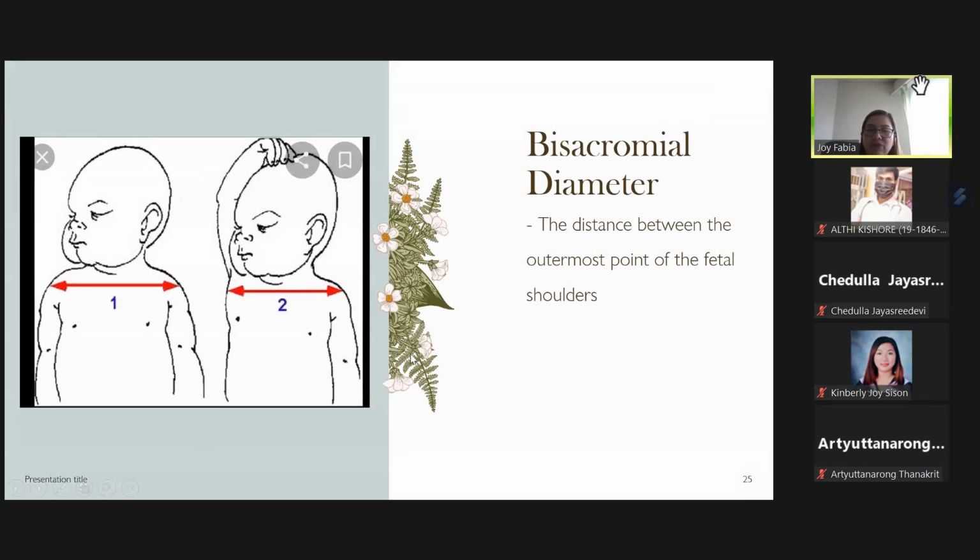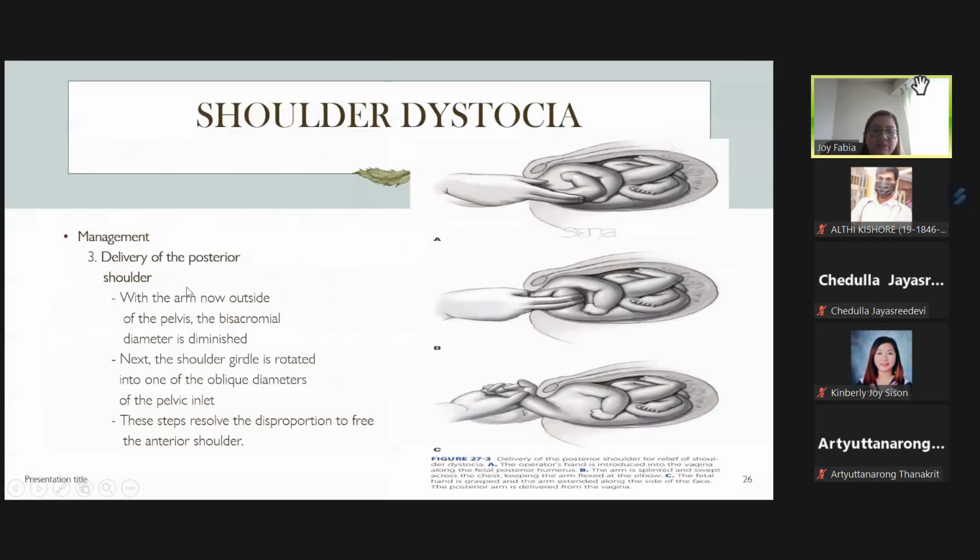So, ano nga ba yung tinatawag nating bisacromial diameter? The bisacromial diameter, that is the distance between the outermost point of the fetal shoulders. Ito siya. Yun yung bisacromial diameter.